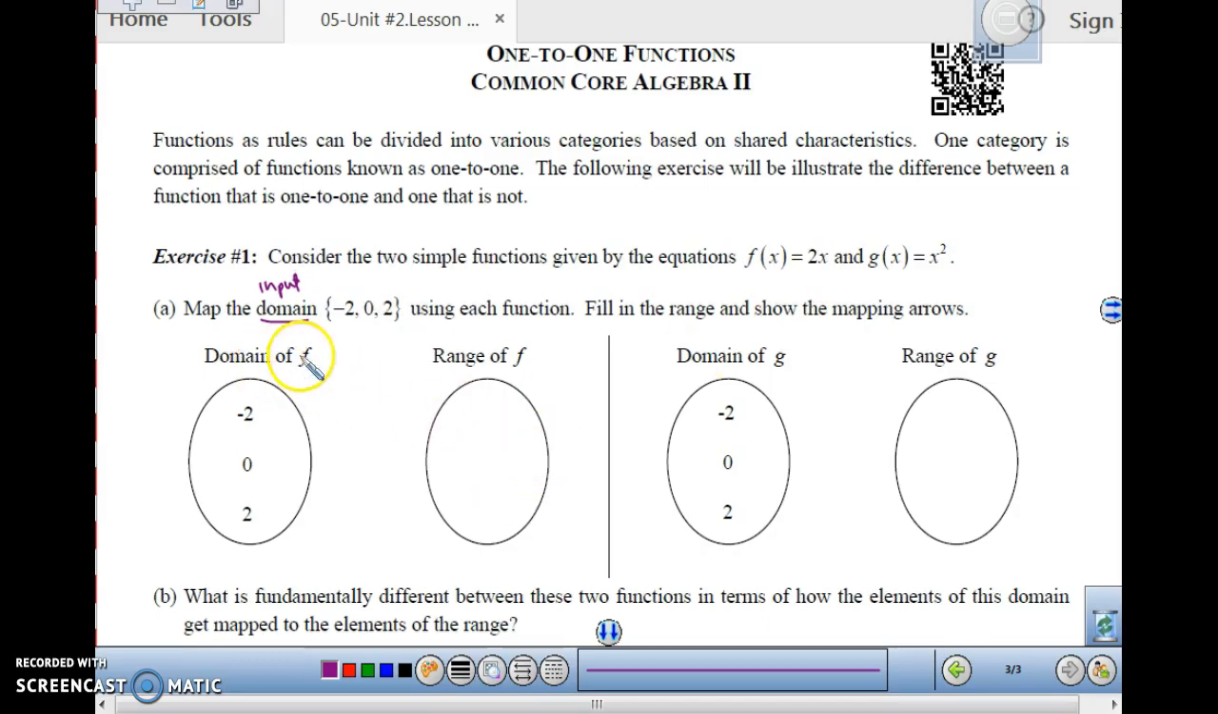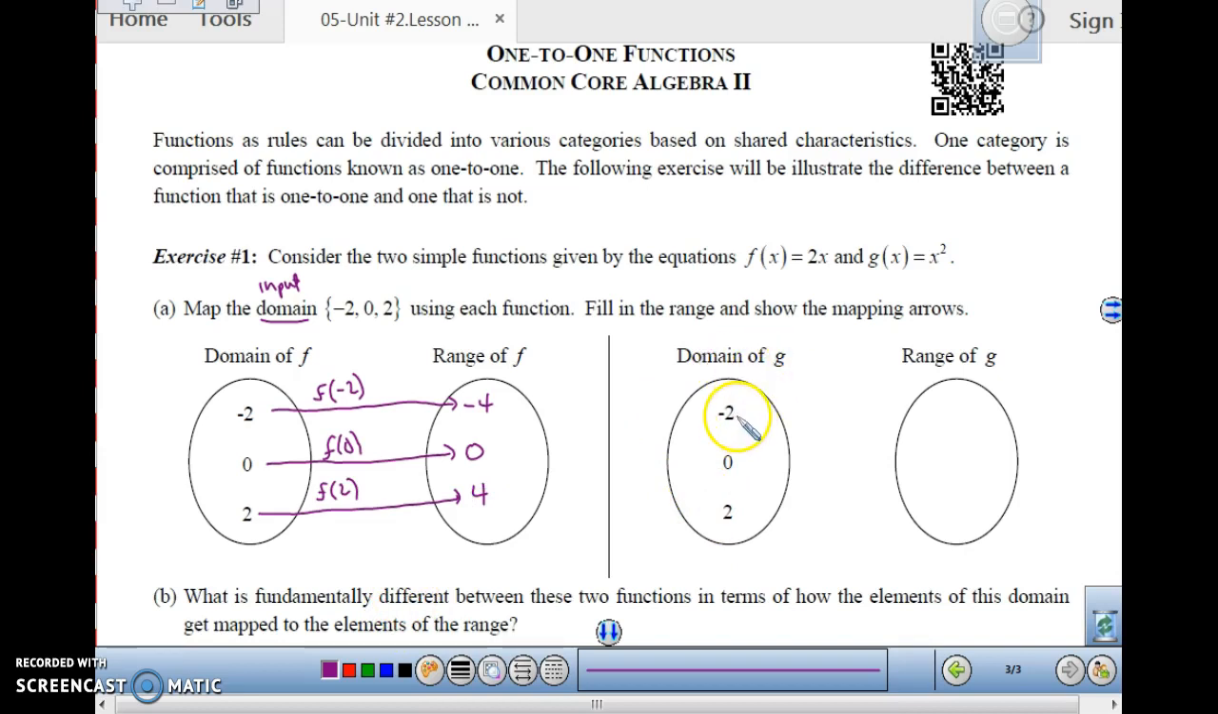So for the domain of f, which is -2, 0, 2, to find the range you would use f of x equals 2x. To find that, it would be f of -2. Plug in -2, 2 times -2 is -4. All right, f of 0, 2 times 0 is equal to 0. And then for 2, your mapping would be f of 2, 2 times 2 is 4. Okay. Now, we would do the same thing for the domain of g.